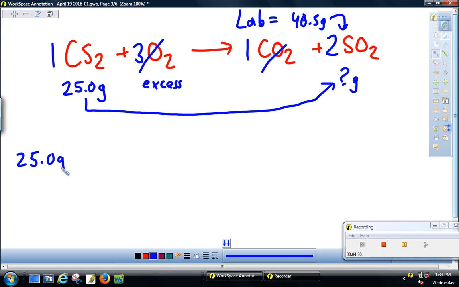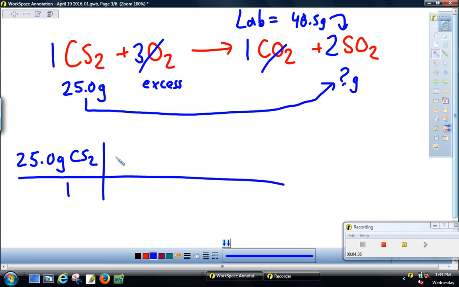25 grams of CS2 divide by the molar mass of what we know. So this is what we know. And the molar mass of a carbon and 2 sulfurs, 12.01 plus 2 times 32.07, 76.15.